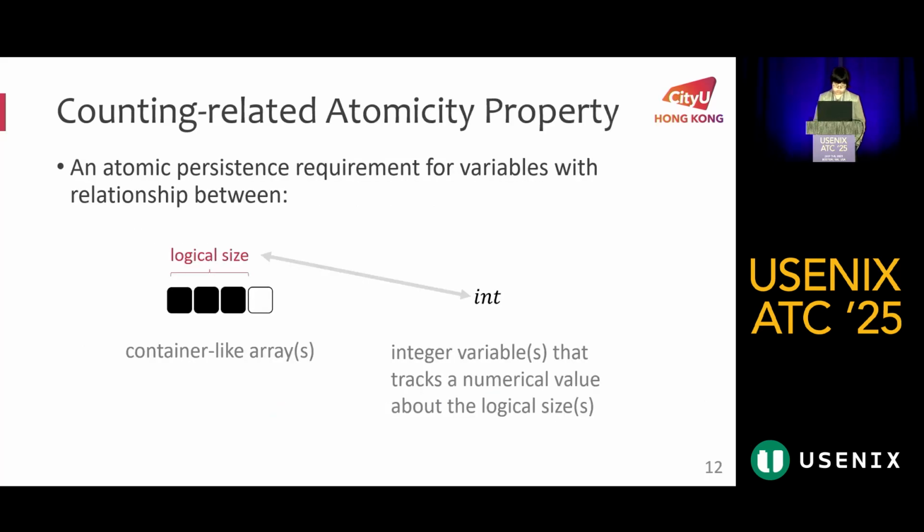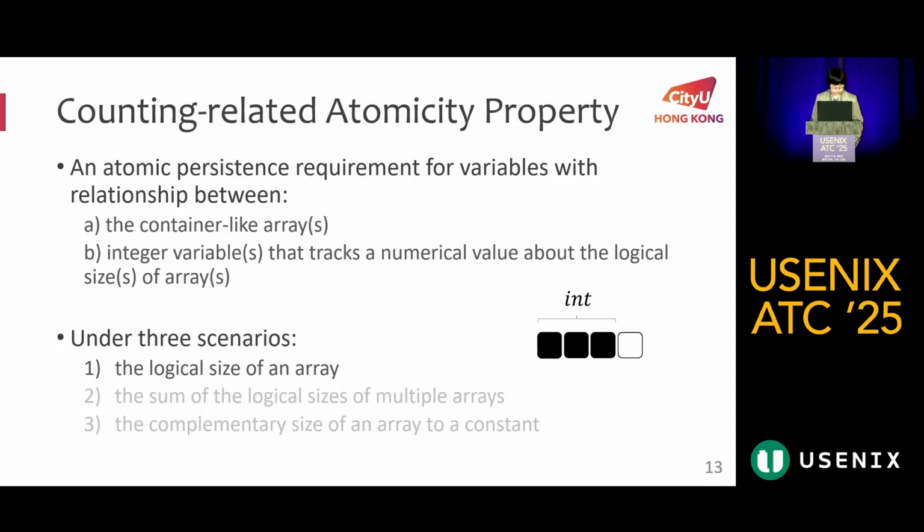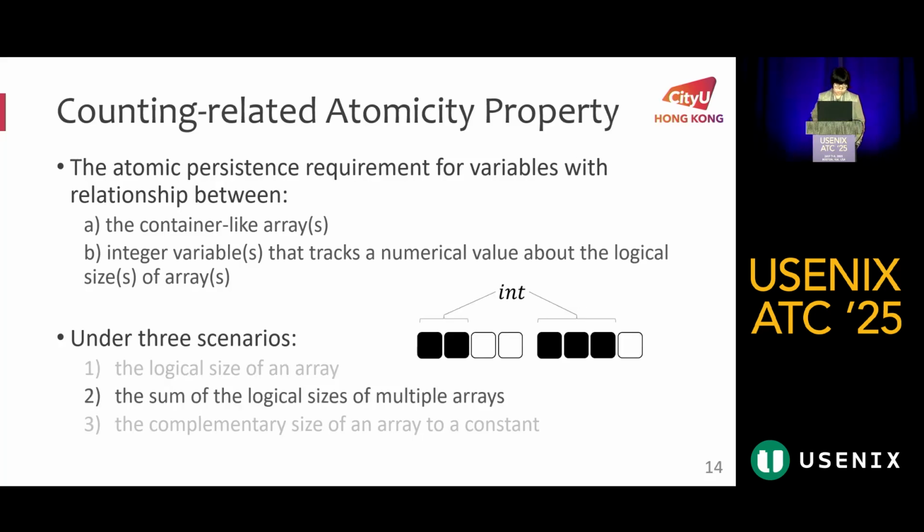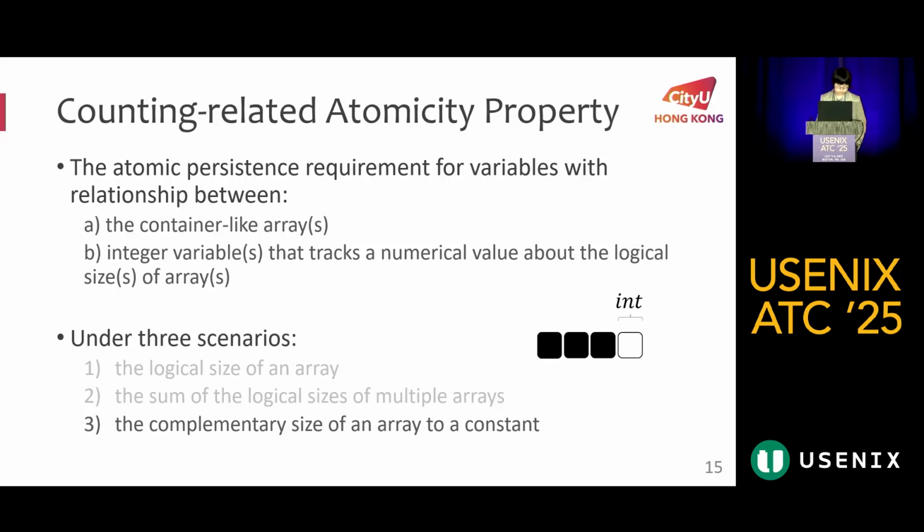So in our work, we focus on this type of atomicity property, which involves variables between container-like arrays and the integer variables that track the numerical values about the logical size of these container-like arrays. We refer to this kind of correlation between array and integer variables as a counting correlation. We specifically observed that this counting correlation exists in three scenarios. The first is the simplest one, that the integer variable tracks the logical size of an array, or the number of valid elements in the array. The integer variable could also represent the sum of the logical sizes of multiple arrays. And the third one is that the integer variable represents the complementary size of an array to a constant.